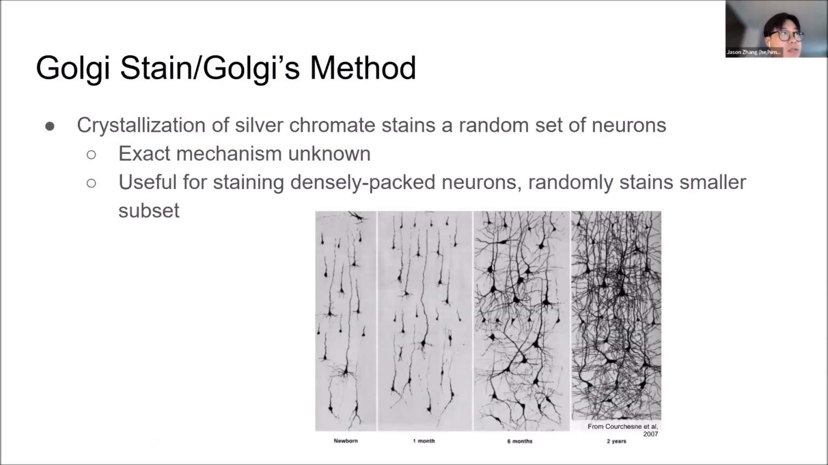And the Golgi stain, I think you use silver nitrate or silver chromate. And this randomly stains some of the cells in the slide. So this is good for really dense slides like neurons. This is usually what they use the Golgi stain for. So this is kind of a black and white. It'll show us these dark stains.